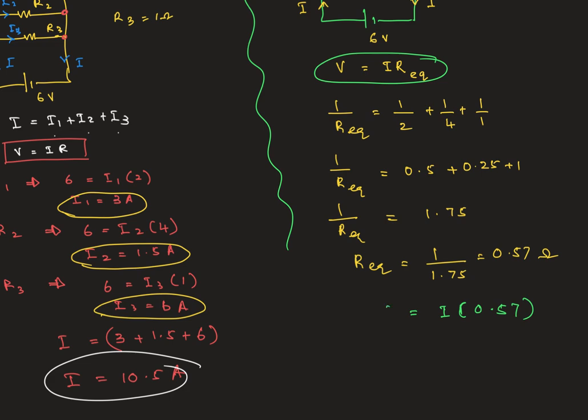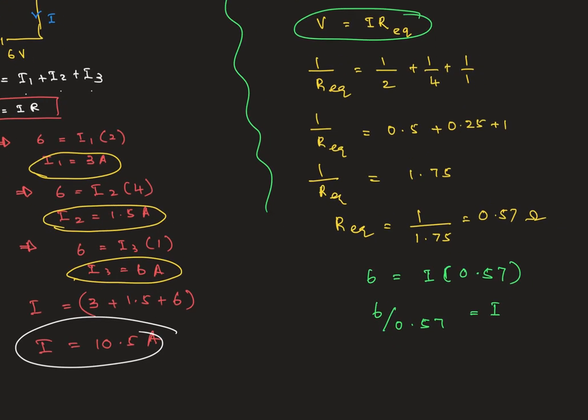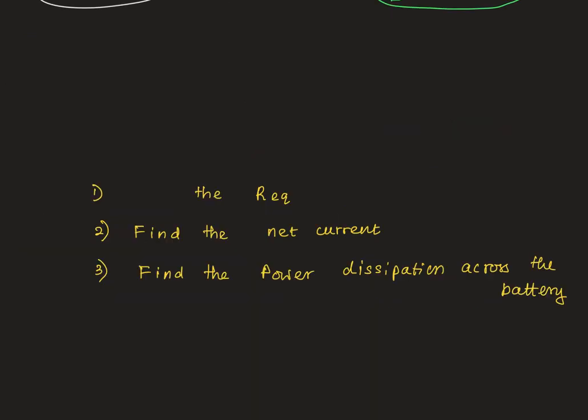And put 6 there. So I have 6 divided by 0.57, and that's I, and I'm sure that value comes very close to 10.5 amperes. Check it out.